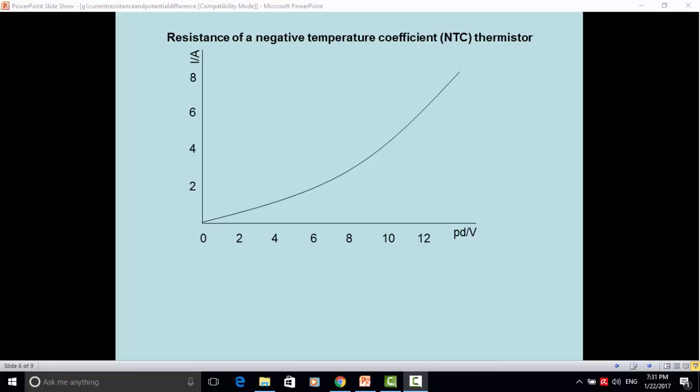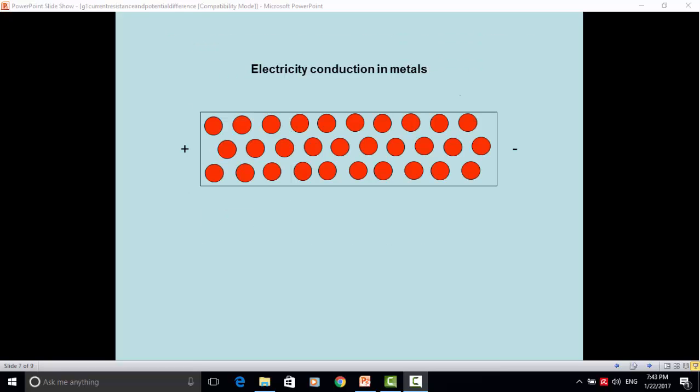If we have a graph of current against potential difference for a negative temperature coefficient thermistor, the gradient increases at higher voltages. And if we again find the potential difference and the current at 2 volts, we have 0.5 amps, giving a resistance of 4 ohms. If we look at the current at a potential difference of 12 volts, we get 6 amps. So the resistance now is 12 volts over 6 amps, which is 2 ohms. So the resistance of the negative temperature coefficient thermistor has fallen at higher potential differences. Let's have a little look as to the reasons behind these.